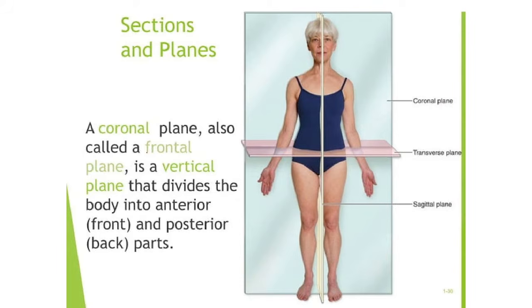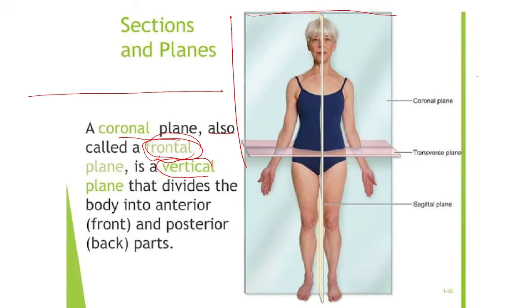Next, sections and planes. Once again, I will tell you here. The coronal plane, also called the frontal plane. This is the coronal plane. In this way we are cutting, and two portions will form, an anterior front portion and a back portion. The coronal plane, otherwise called the frontal plane, is a vertical plane. This is a vertical line and this is a horizontal line.